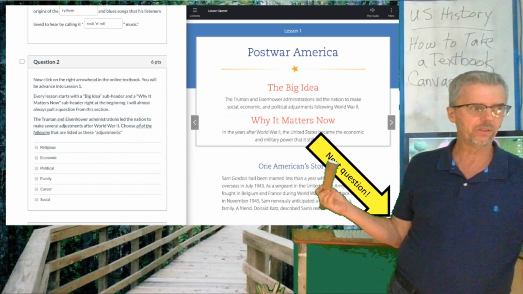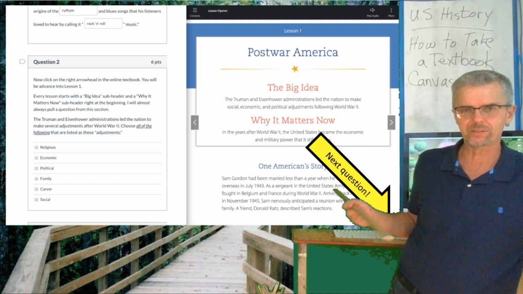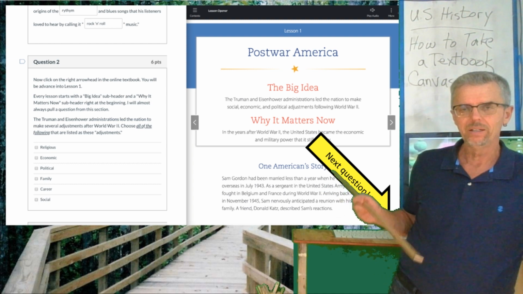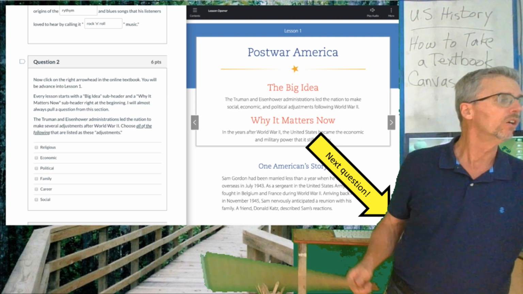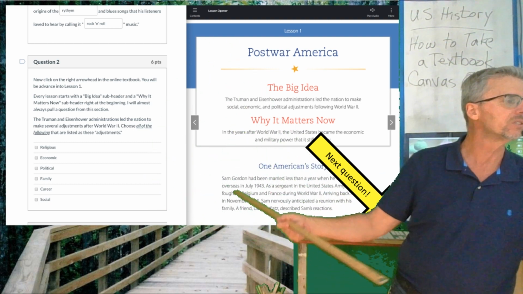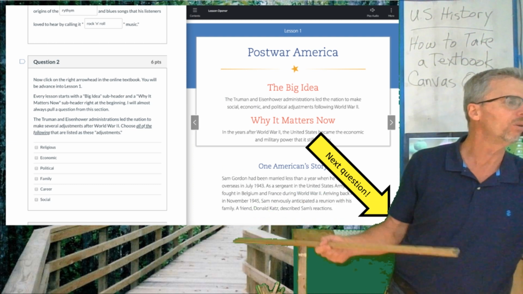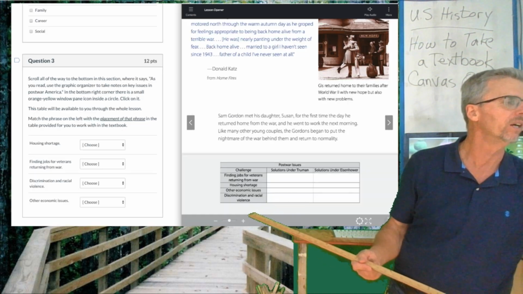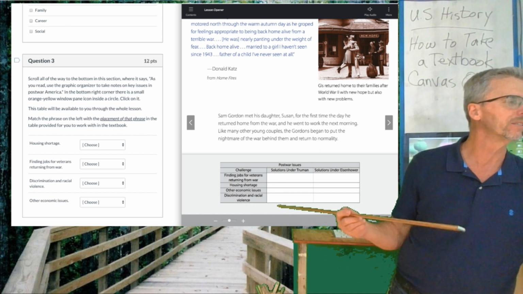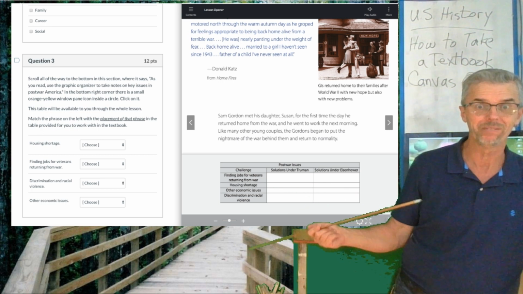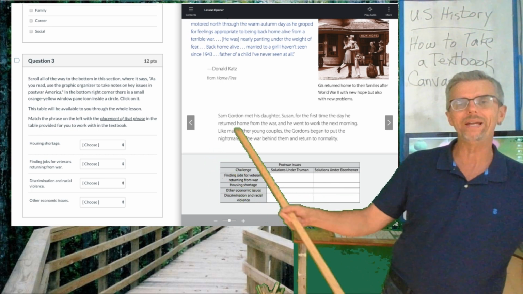Down here in this right-hand corner, you're going to see this little orangey yellow thing. It looks like a window inside a circle. That's what it's going to ask you to do. The question says, scroll all the way down to the bottom in this section where it says, as you read, use the graphic organizer to take notes on key issues in post-war America. In the bottom right corner, there is a small orange-yellow window pane icon inside a circle. Click on it. That's what you'll get. The table will be available through the whole lesson.